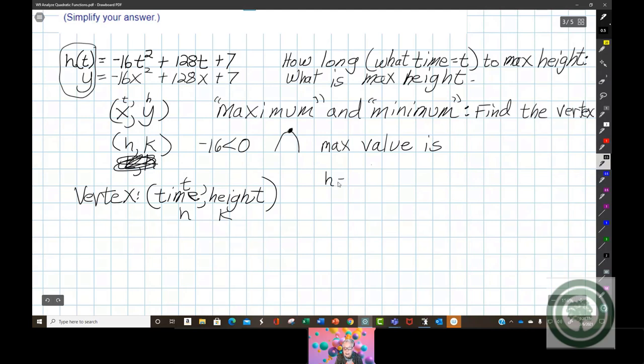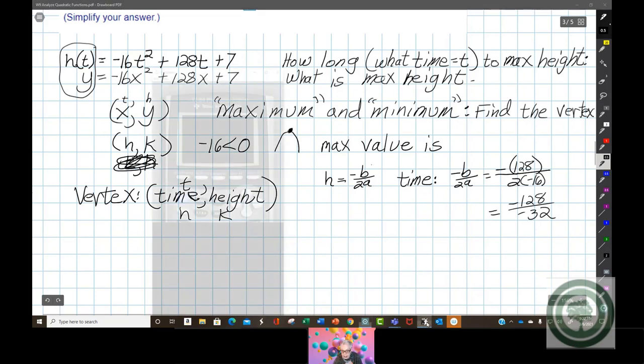Time is h equals negative b over 2a. So the time to the maximum height is going to be negative b over 2a. So it's going to be negative 128, that's what b is, 128, over 2 times a, which is negative 16, not numbers that we're normally familiar with. So this is going to be negative 128 over negative 32.